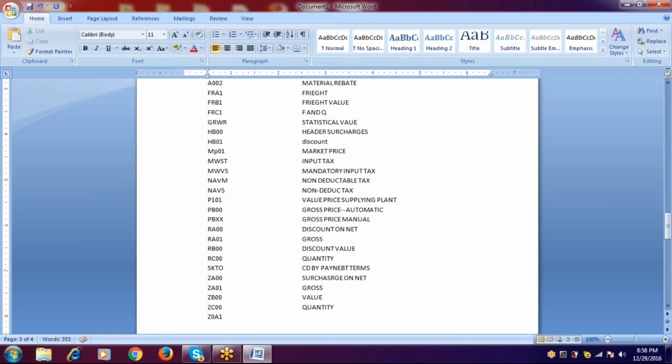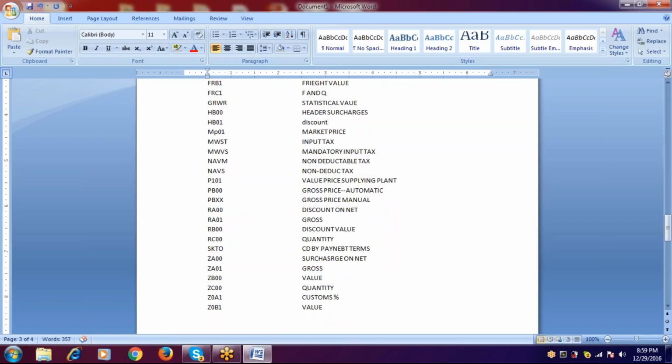Z0A1, this is for the customs. And one more thing is customs by percentage wise, Z0B1, customs by value, and one other one is Z0C1, customs by the quantity. So generally we are having all these things during the pricing.